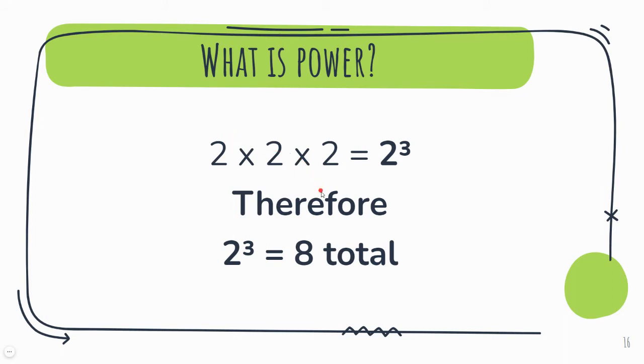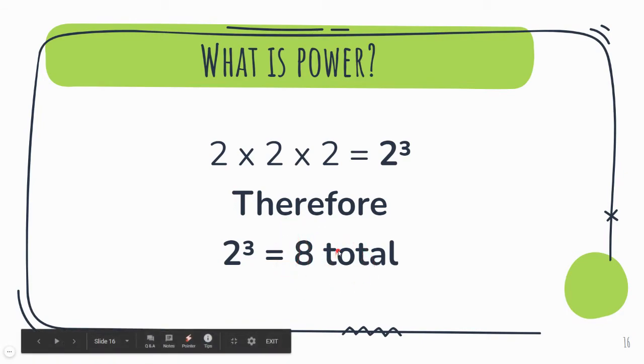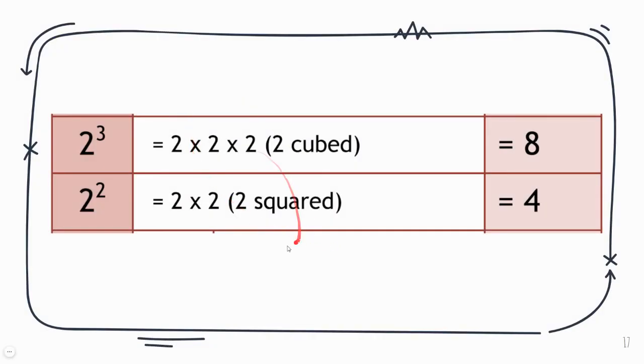Please don't get confused and multiply 2 into 3, because that will be wrong. If it is 2 raised to 3, you have to multiply it 3 times, one by one, and so you get the answer as 8. Here you can see 2 raised to 3 is getting multiplied 3 times, and when 3 is the power, we can say it is 2 cubed, and so the answer is 8. And when it is 2 raised to 2, it's getting multiplied 2 times, so it's called 2 squared, which is the total as 4.